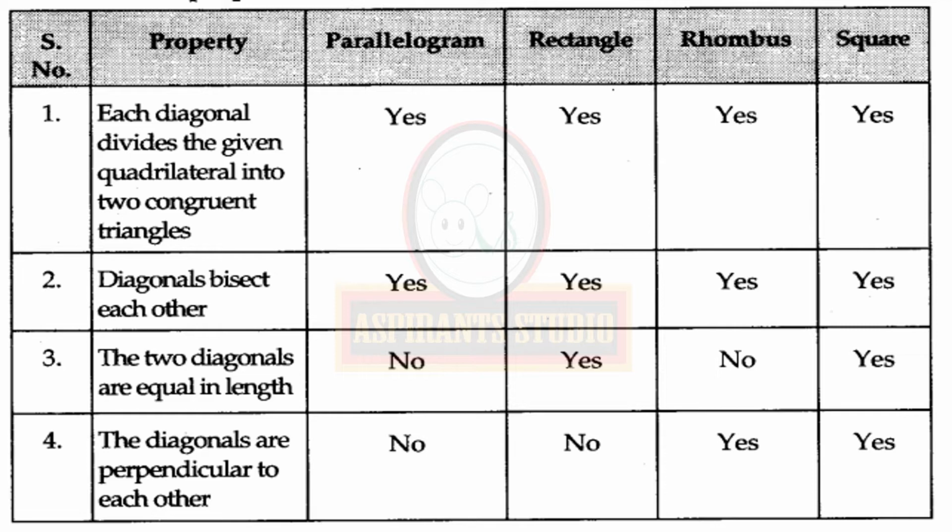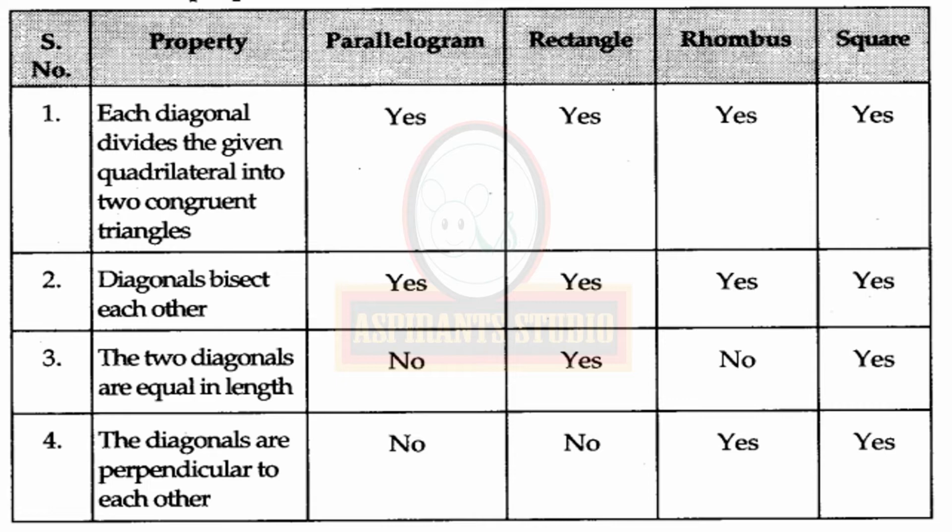Now see the second property: diagonals bisect each other. For parallelogram, for rectangle, for rhombus, and for square, diagonals bisect each other. Now see the third property: the two diagonals are equal in length. For rectangle and for square, this property holds. But for parallelogram and rhombus, this property doesn't hold. The two diagonals are equal in length holds for rectangles and squares.